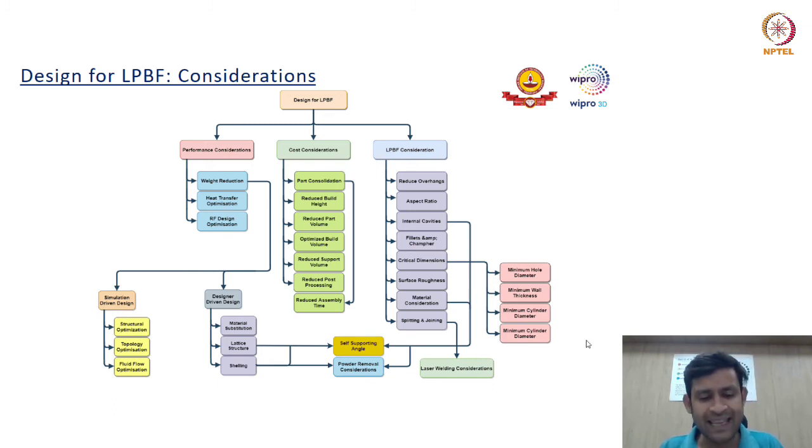For example, if I'm making an internal channel of 2 mm diameter, then I need to be sure that I will be able to remove powder from the diameters, because LPBF will always have some heat affected zone wherever the part is melting. So the channel should not be such that it will sinter some powder particles and end up blocking the channels.